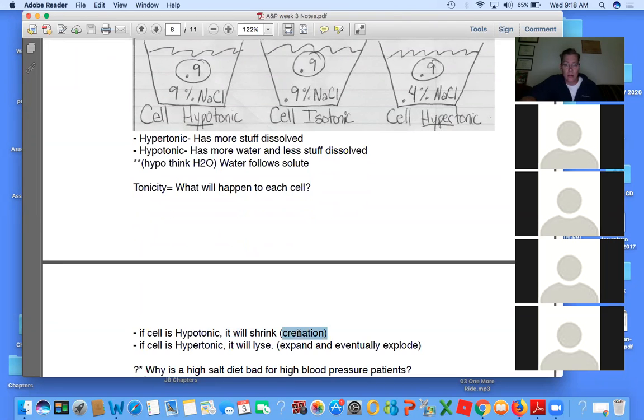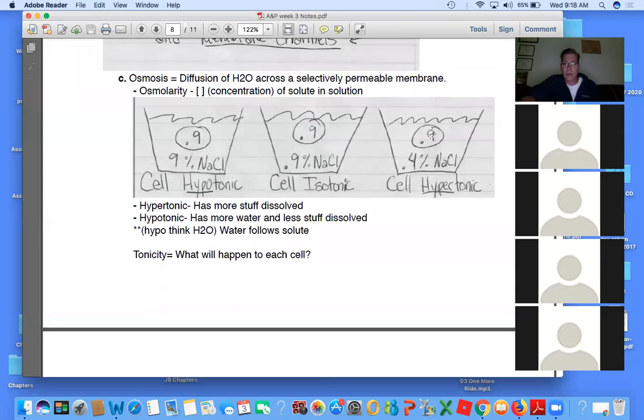That's known as crenation. If we look at beaker 3, that's the opposite. The outside of the cell has less salt dissolved than inside. We say that the cell is hypertonic. That means it has more stuff dissolved. The word hyper, you know, I was a hyperactive kid. That means I had a lot of energy.